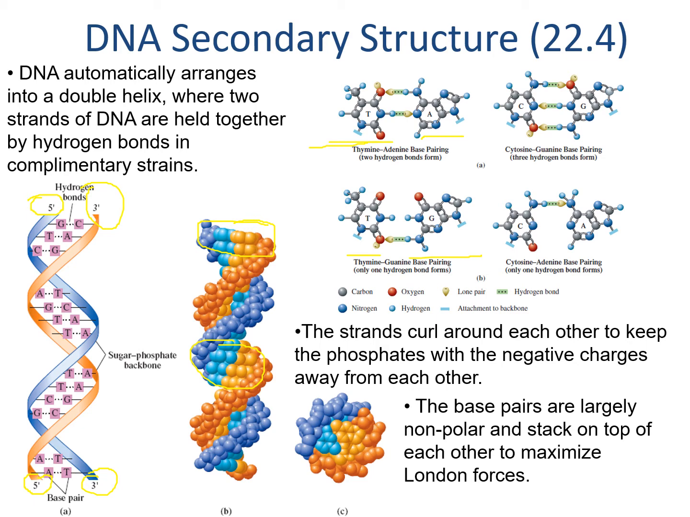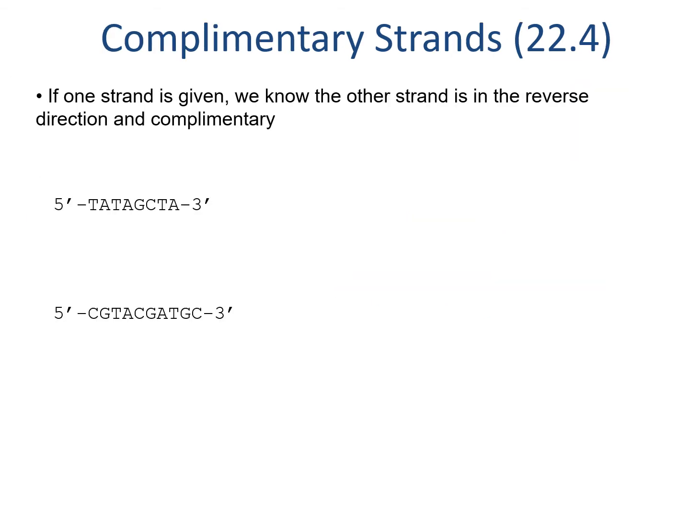Notice that when T pairs with A, there are 2 hydrogen bonds that connect these 2 bases. That's a much stronger interaction, and so T will always match up with A. We say that T and A are complementary. Similarly, C, which is a pyrimidine, can either match up with G or with A. When C matches up with G, we end up with 3 hydrogen bonds between those, whereas when we match C up with A, there's only 1 hydrogen bond. The C and G matchup is much, much stronger, and because of that, we end up with C always being the complement for G.